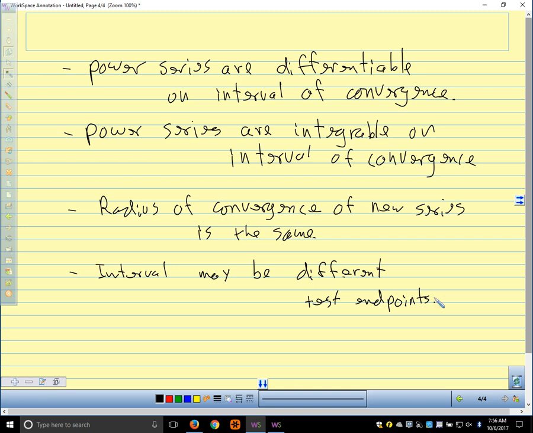So what I want to do next is, last time we came up with the fourth Taylor polynomial for f of x equals 1 over x.